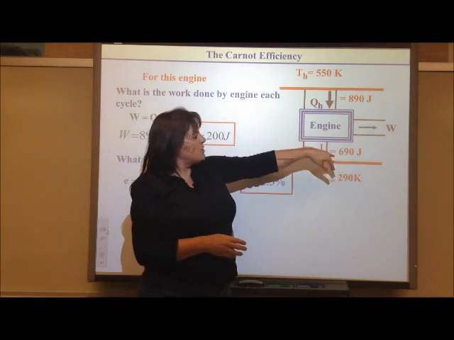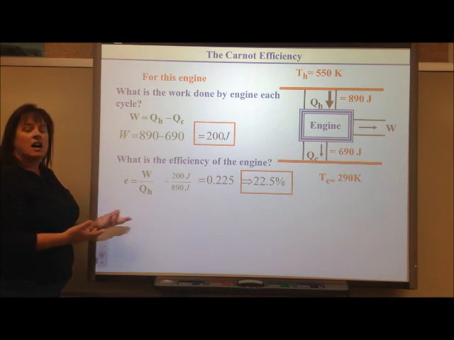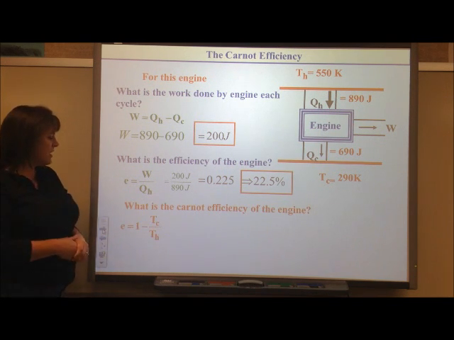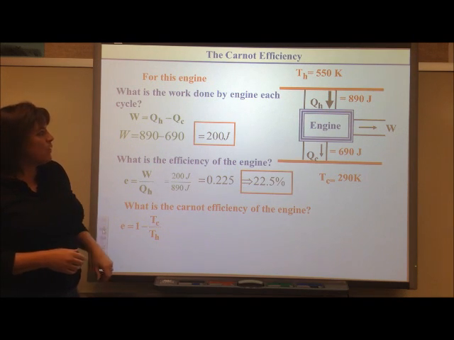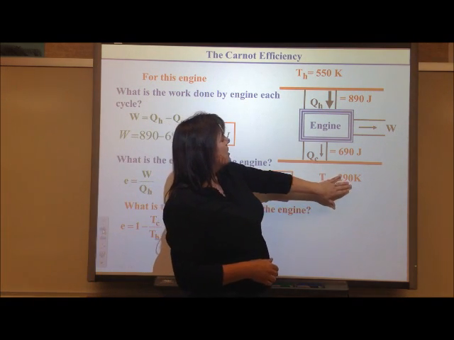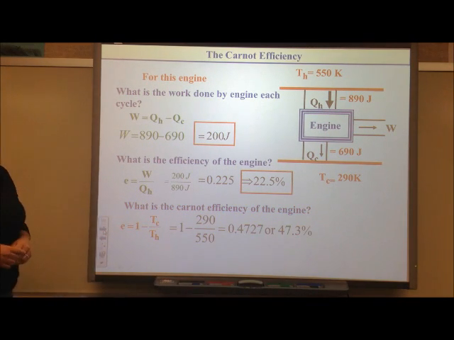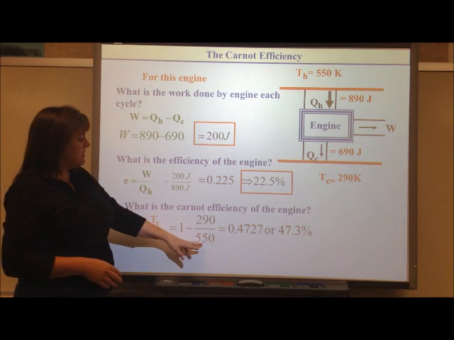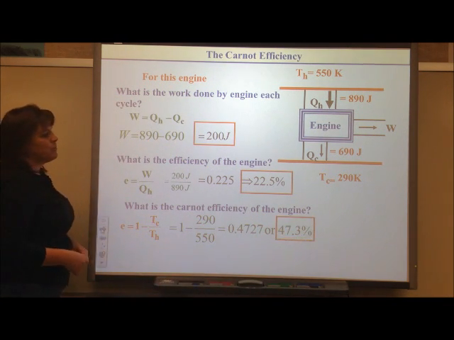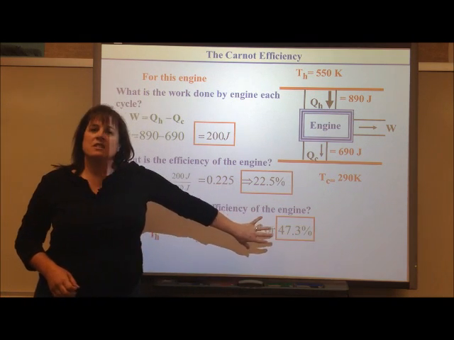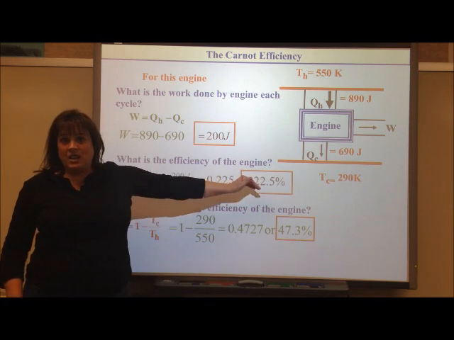So if these are the temperatures of my reservoirs, then what is the Carnot efficiency of this engine? Well, the Carnot efficiency equation is 1 minus Tc over Th. So I'm going to take 1 and subtract the ratio of the cold temperature reservoir to the hot temperature reservoir. So 1 minus 290 divided by 550, and I will get 47.3%. So even the Carnot efficiency of this engine is not that great, but better than the actual efficiency.